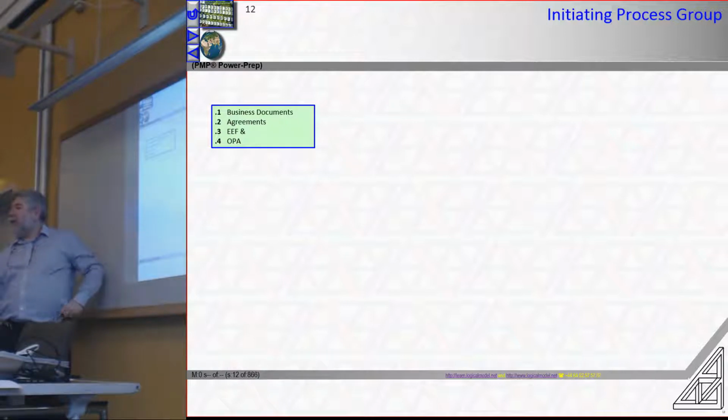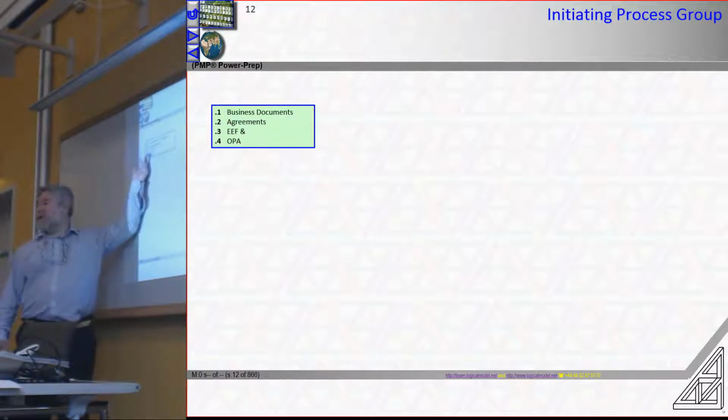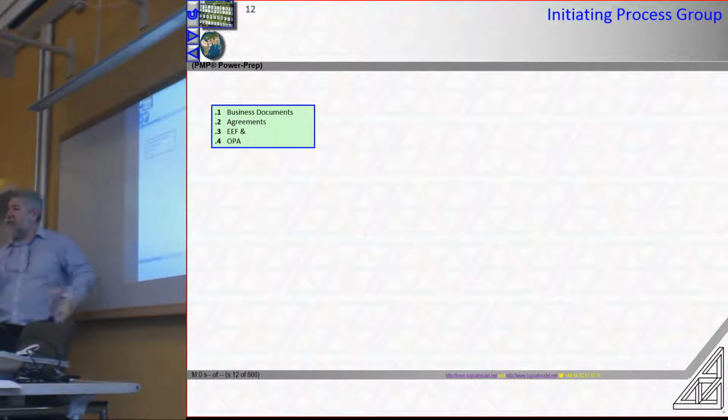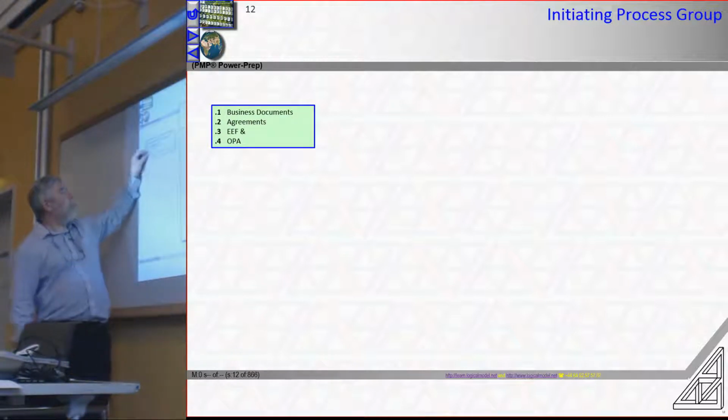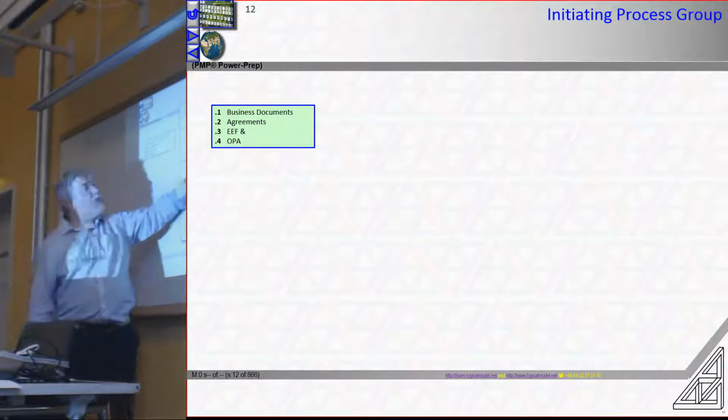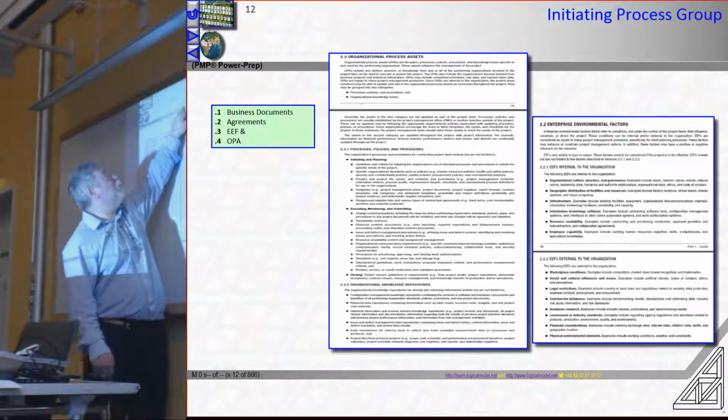So that's the process group. I'd like to know the process within the process group that this lot are going to be inputs to. We've already seen it once. Yes. So these are the inputs to develop project charter, and these two here, enterprise environmental factors and organisational process assets, are described to us, if you can read it here.